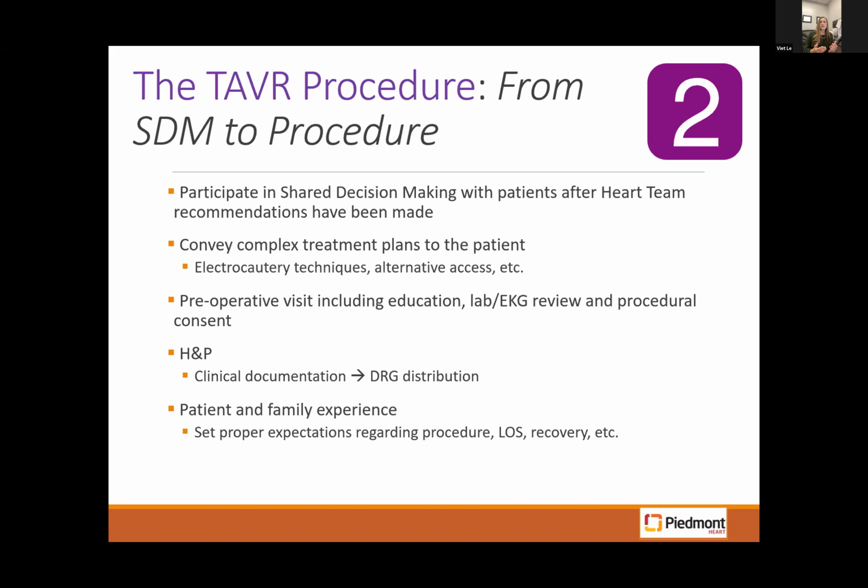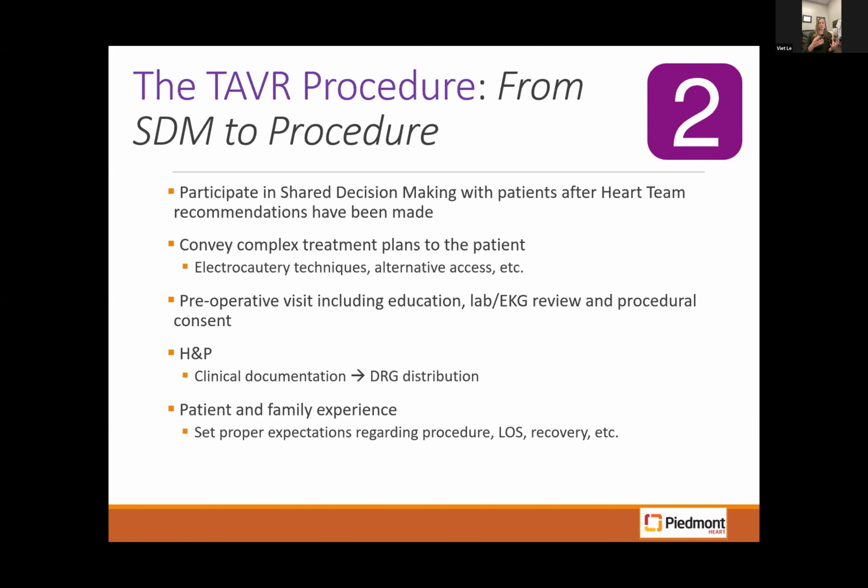For example, electrocautery techniques and BASILICA to avoid coronary occlusion, that sort of thing. Alternative access, as you heard Dr. Grubb elegantly describing, cable access, transcarotid, whatever the case may be. Preoperative visits, including the usual education, then reviewing laboratory results, EKGs, that sort of thing, as well as obtaining that procedural consent. There's a lot of education that takes place in this visit as well. And I feel like that also lends to a very high touch sort of concierge feel, a patient experience, right? APPs are, of course, the ones who really compile that very thorough, very comprehensive H&P.